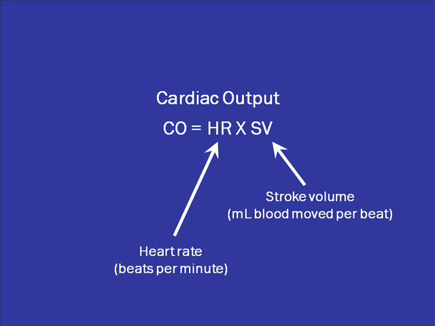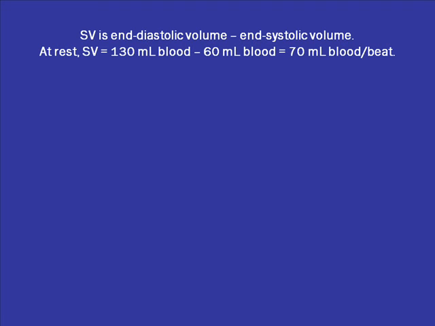Just want to look at some sample numbers to give you a sense of how the heart can work really efficiently. We're going to work with some numbers that are fairly typical for a healthy adult male. These are just average numbers. These don't reflect any particular person. It's just a way of exploring cardiac output. So let's continue an adult male at rest who's got a stroke volume of 70 milliliters of blood per beat. That's 130 milliliter end diastolic volume minus a 60 milliliter end systolic volume. So 70 milliliters of blood moved per beat.